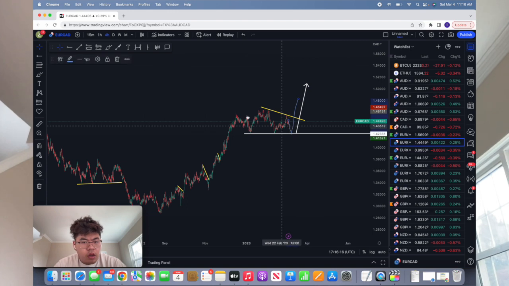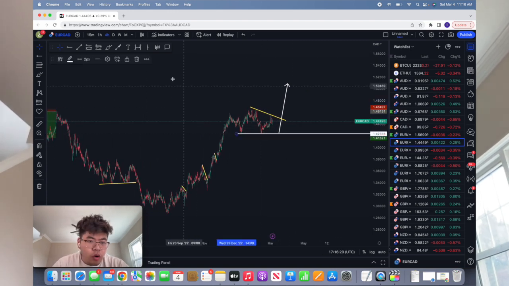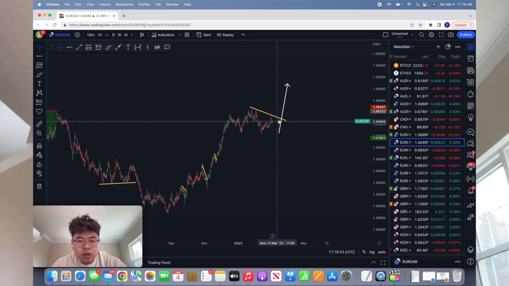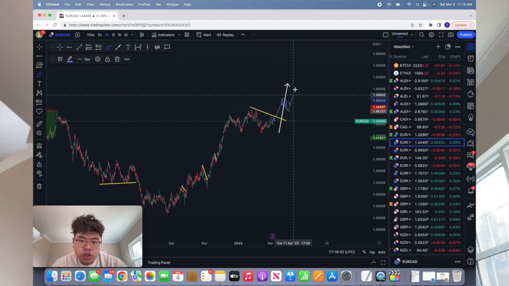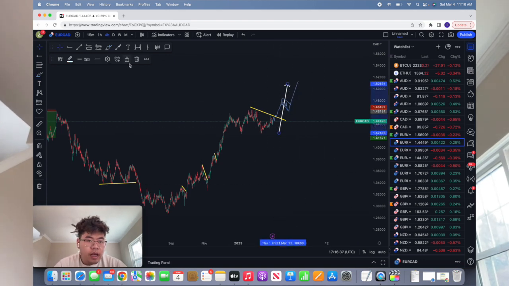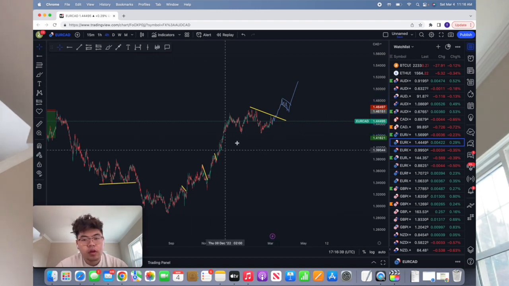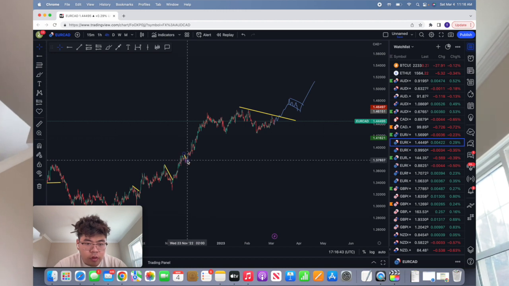So as far as this goes, I would look for continuations. I will wait for a breakout, and then when it breaks out, I wait for smaller opportunities where I can be assured that it's going to do a continuation to the upside. But right now, I would just wait for a breakout. When it breaks out, you see these smaller opportunities, easier entries.